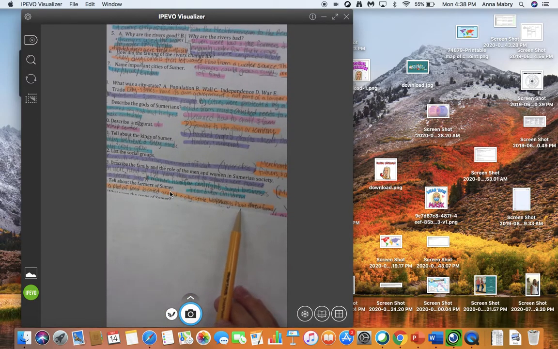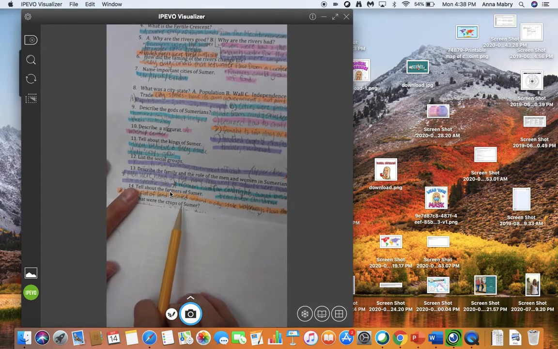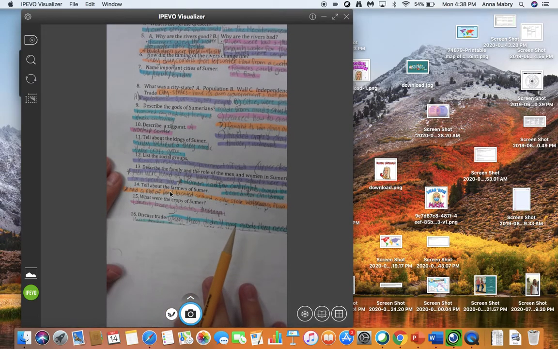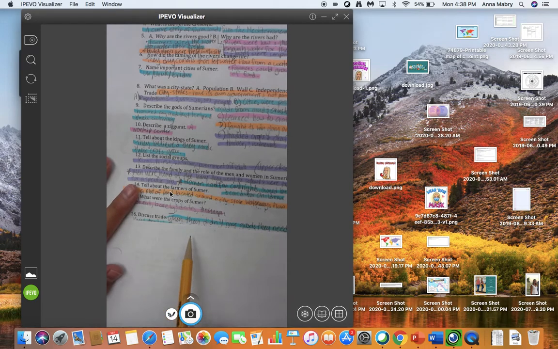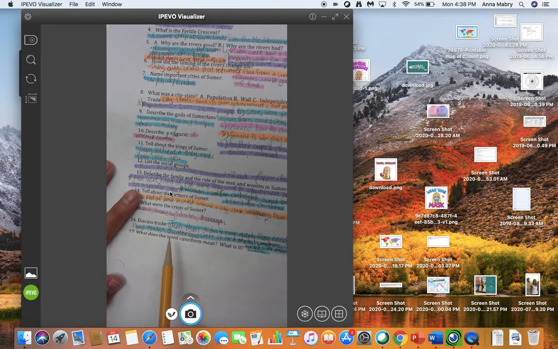So tell about the farmers of Sumer. Well, farmers had a plot of land located around a city-state, and it had waterways that flowed through their farms to water their crops. What were the crops of Sumer? Wheat, barley, dates. Trading. They lived in areas that encouraged trade, and when they didn't have goods they needed, they would trade.